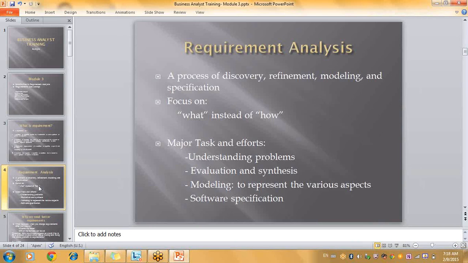How do we do that? First we try to understand the problem. It's not that whatever requirement the business comes and gives us, we just take it like that, right?